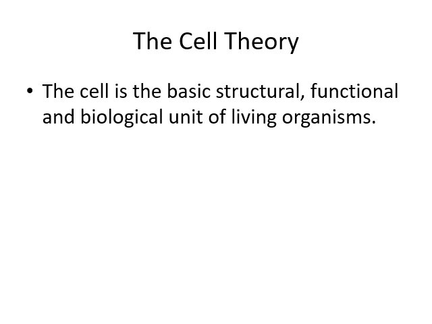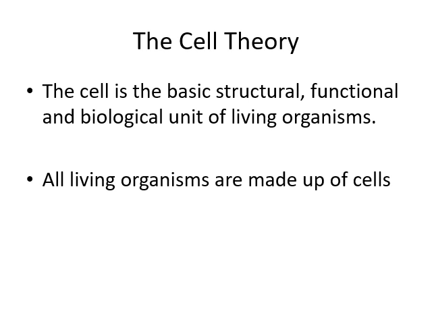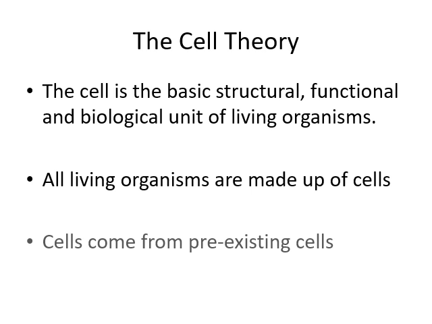So here's our cell theory in a nutshell, the 3 points of the cell theory. We've already talked about the first one: the cell is the basic structural, functional, and biological unit of living things. All living organisms are made up of cells, which goes back to our characteristics of life, and all cells come from pre-existing cells. So magic doesn't just happen.